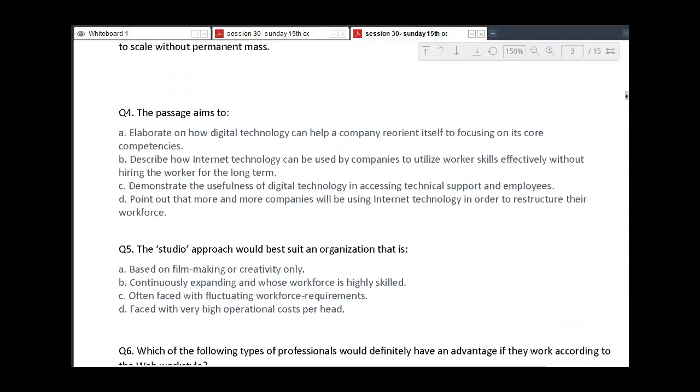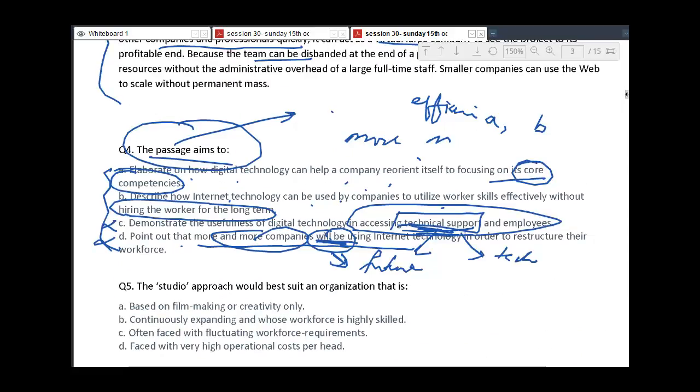So what do you think is the right answer? Is the right answer A? Is the right answer B? B is the right answer. Why? Because it says utilize workforce effectively without hiring workers for the long term. So B is the best choice. It's not a difficult question.